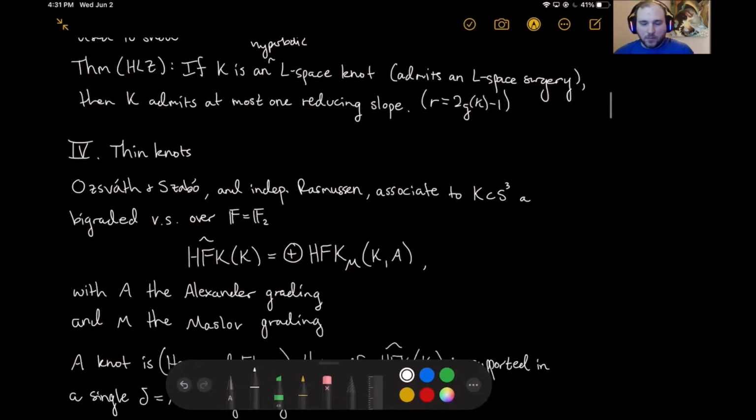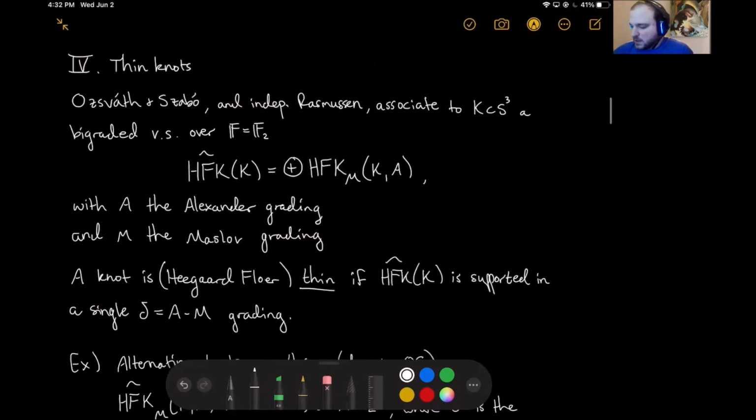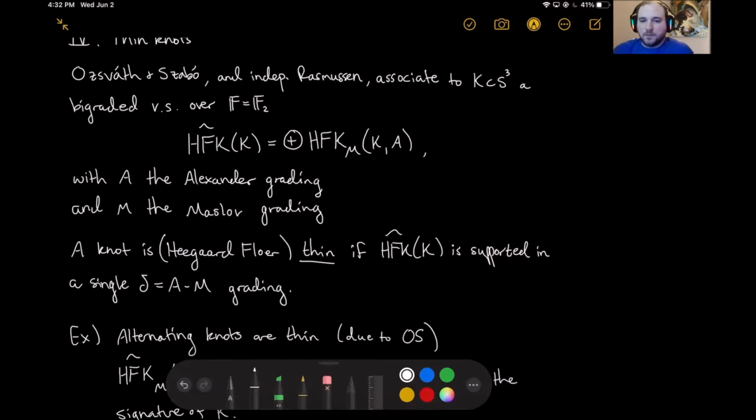I briefly mentioned this in part 1, but I'll do it here again. To define a thin knot, we need to appeal to the knot Floer homology of a knot. Ozsvath-Szabo and independently Rasmussen associate to a null homologous knot, for us, any knot in the three sphere, a bigraded vector space over our field of two elements. The two gradings are the Alexander grading and the Maslov grading. And we say that a knot is Heegaard Floer thin if every generator of knot Floer homology is supported in a single delta grading, which is the Alexander minus the Maslov grading.